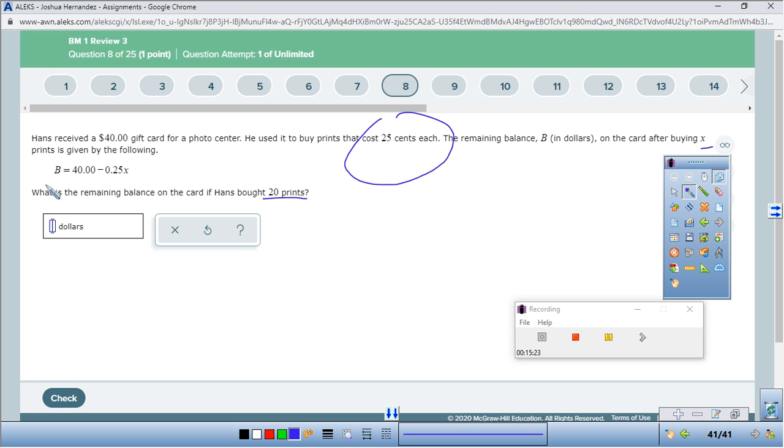Find X prints. So all you do, my battery's going to die. It doesn't seem to be charging. That's why I had to pause it real quick. I noticed that. So I'm going to have to hurry up and jump through this thing.